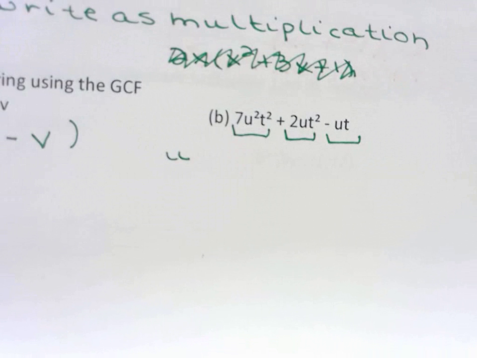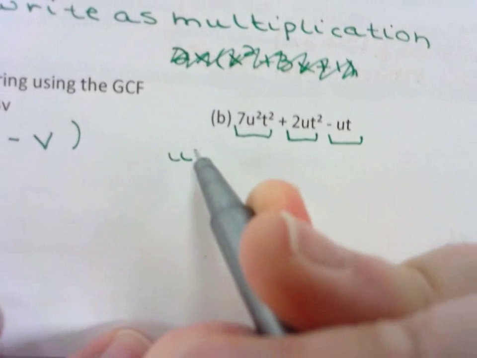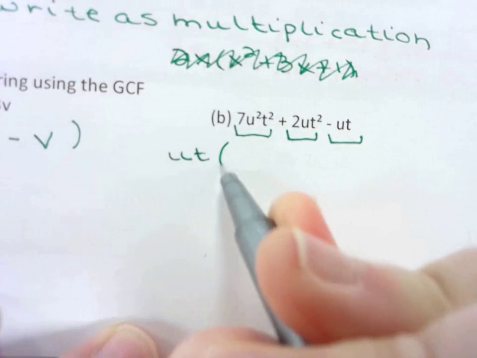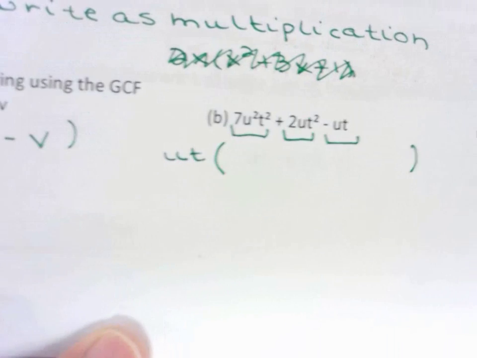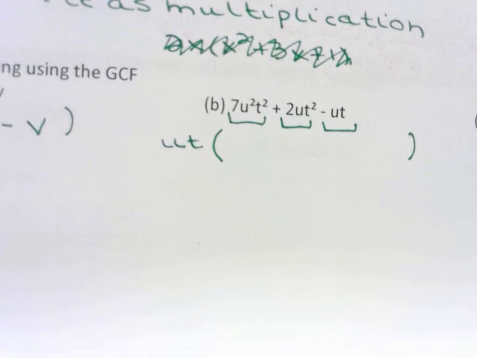Now I go through and I look at my t. Do all three terms have at least a t? Yes. And what is the lowest exponent on the t? 1. So it's going to be t to the first. So that is my GCF. So I'm going to put it out front of the parentheses. So GCF goes out front, in front of the parentheses.